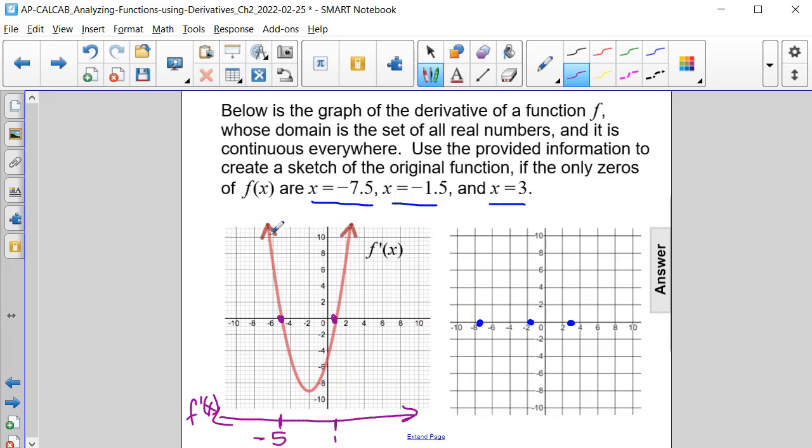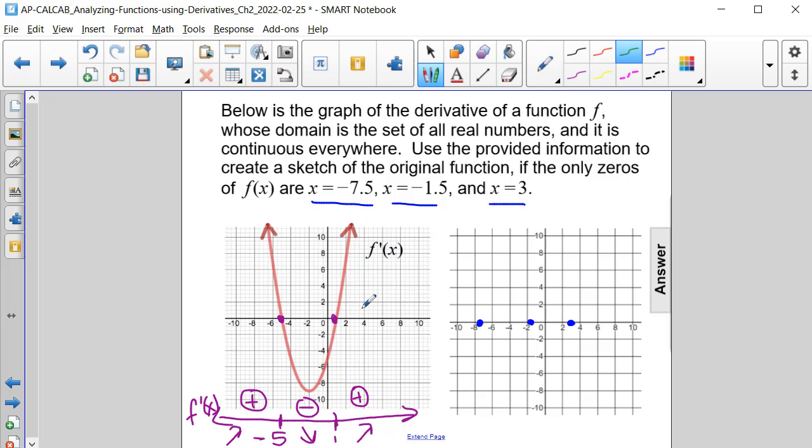So if we look at f prime of x to the left of negative 5, our derivative is positive. That means the regular function will increase on this interval. And then from negative 5 to positive 1, our derivative is below the x-axis, or is negative. That means our actual function will be decreasing. And then to the right of positive 1, or from 1 to infinity, our derivative is positive, which means our actual function will be increasing.